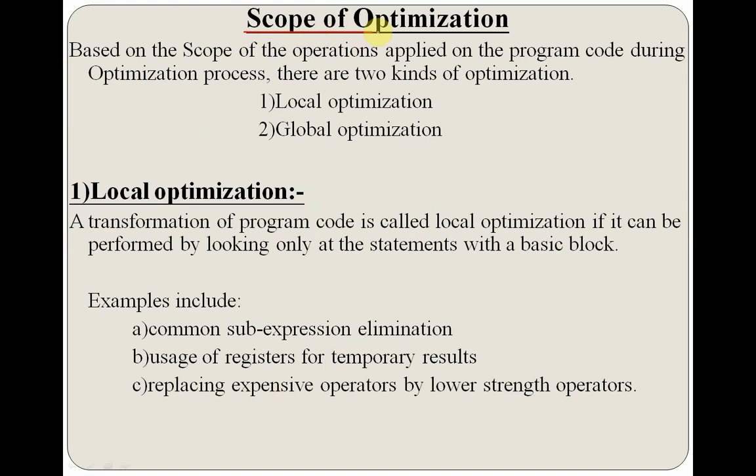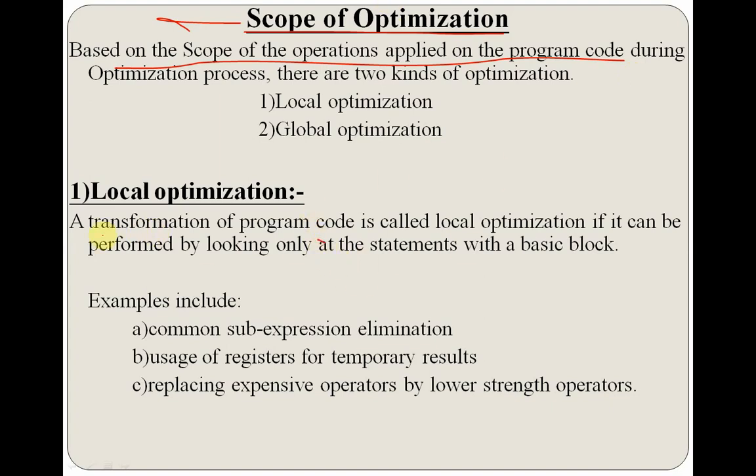Next, scope of optimization. Based on the scope of the operations applied on the program code during the optimization process, there are two kinds of optimization techniques. One, local optimization. Second, global optimization. What is local optimization?